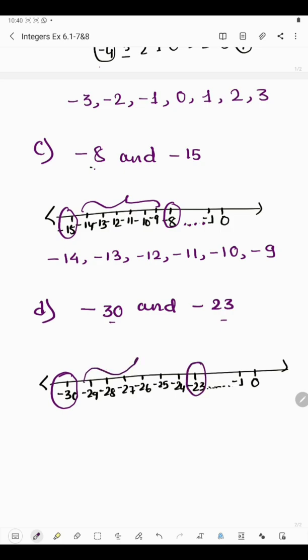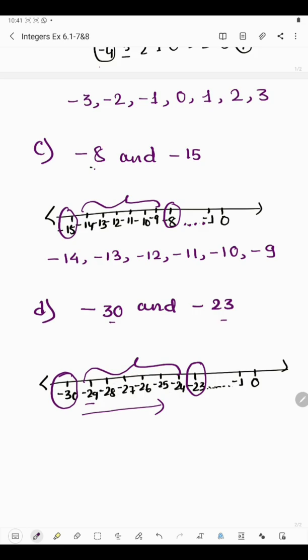We will have to write the numbers in between. And see, -29 is the smallest because -29 is to the left of all the numbers. So actually when you go towards right, numbers are getting bigger, and when you go towards left, numbers are getting smaller. So when you go towards right, the number is getting bigger.